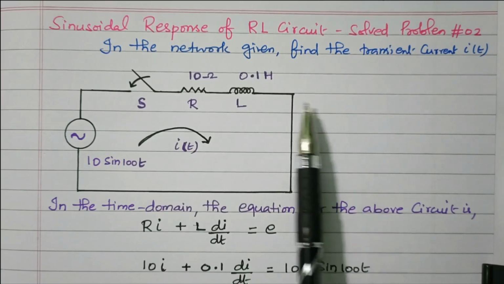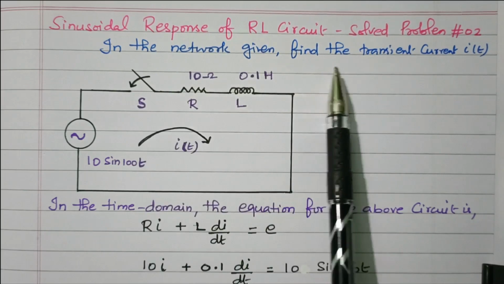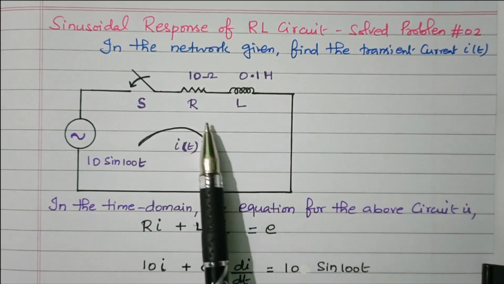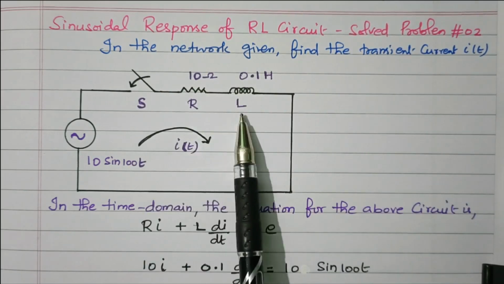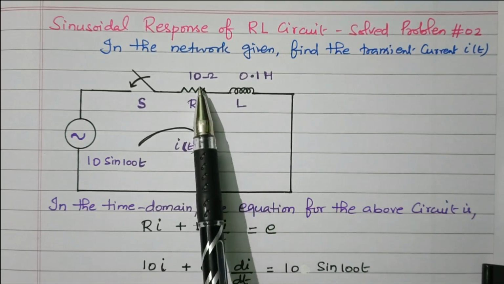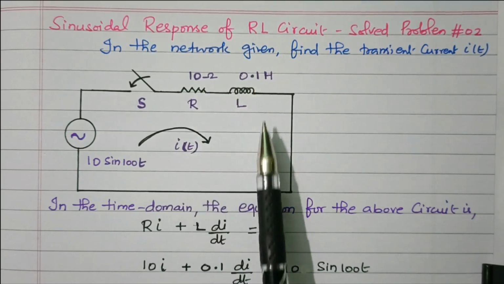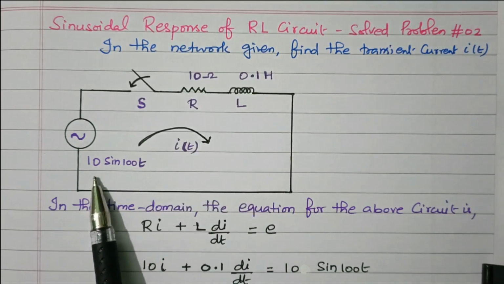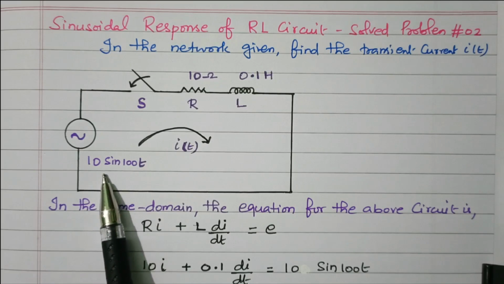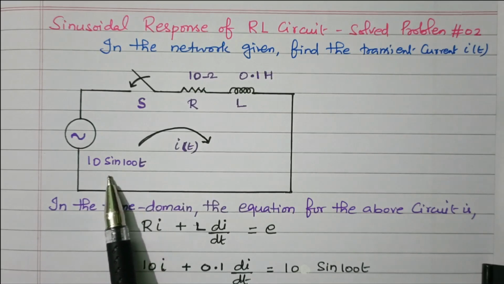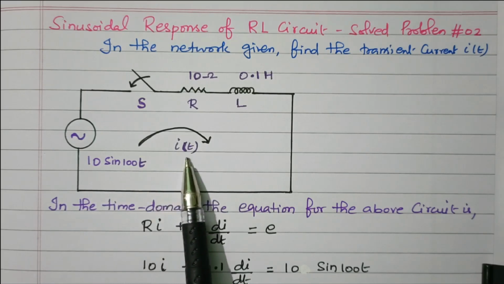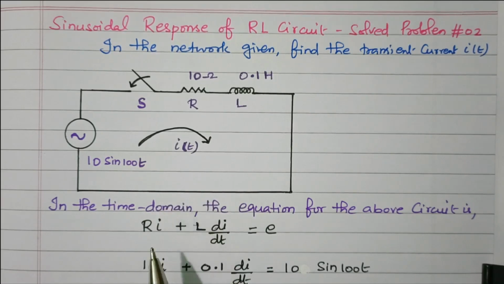Now we'll go to the topic. In the network given, find the transient current. So this is the RL circuit available. Resistor and inductor are connected in series, 10 ohm and 0.1 Henry. It is excited by the sinusoidal waveform, 100 sin 100t. So the voltage source is applied. This is the current, the transient current i of t. We need to find the expression for this transient current.